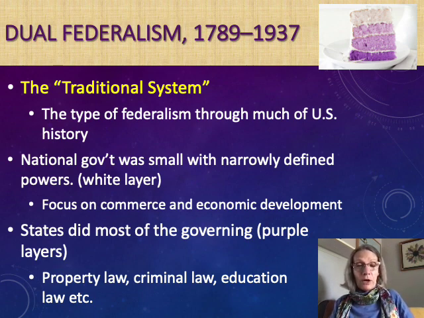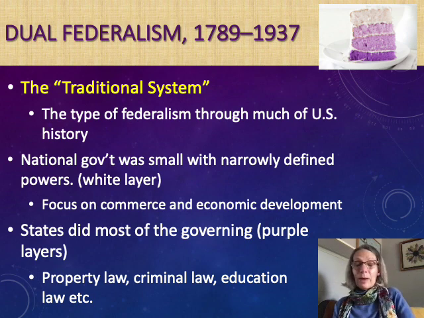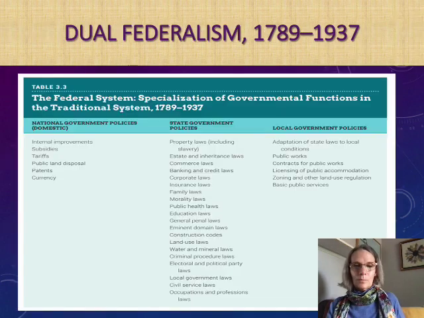Keep in mind that this is just coming out of confederalism, where most of the power was in the hands of the states. It's no surprise that under dual federalism, most of the power is still in the hands of the states. Under confederalism, the Articles of Confederation, that white layer would have been much smaller, right? So the white layer has gotten bigger, but most of the power still remains in the hands of the states.